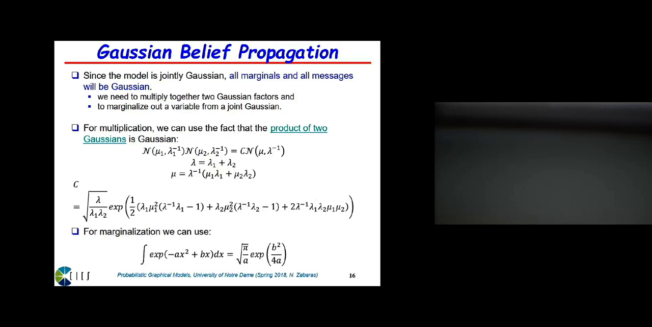Most of the time, the normalization is of no interest, really. You are interested in mu, and in this case, in lambda.